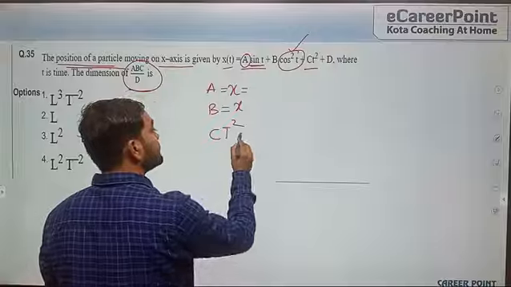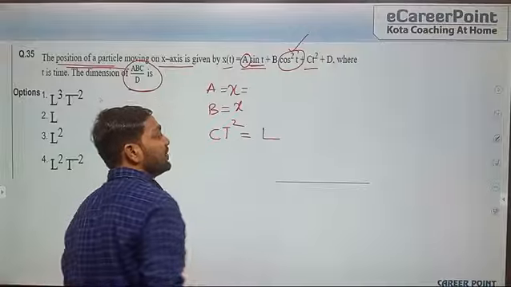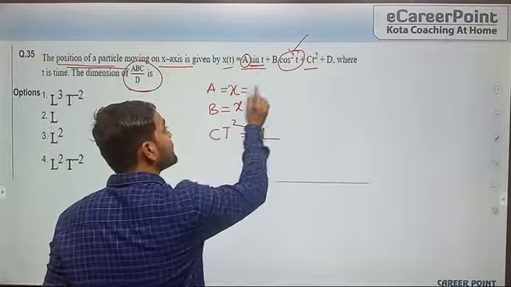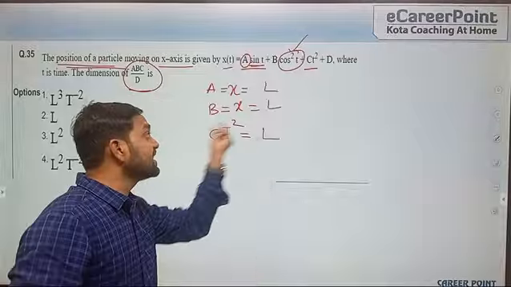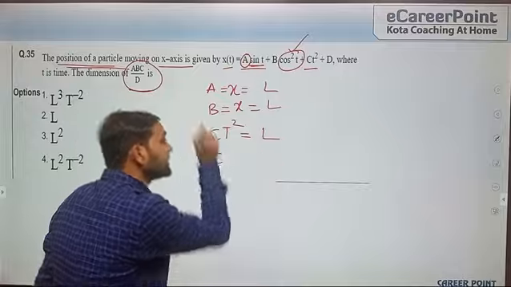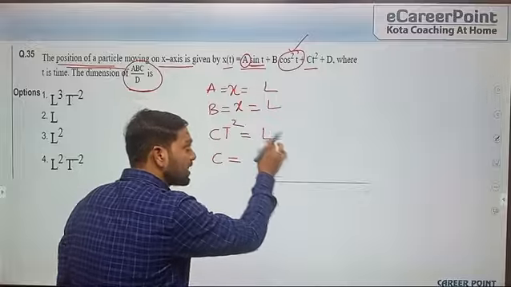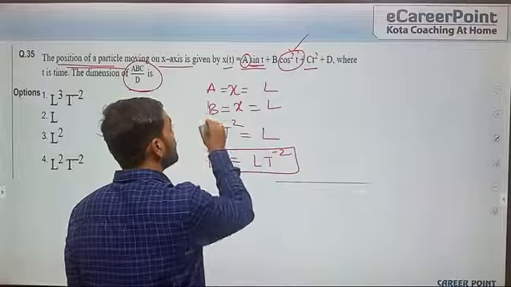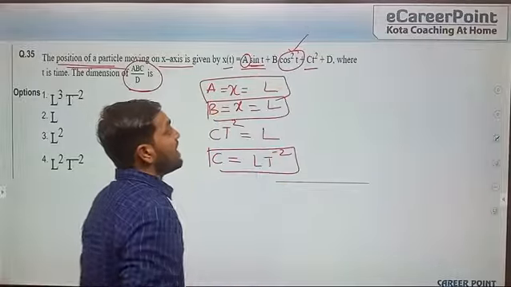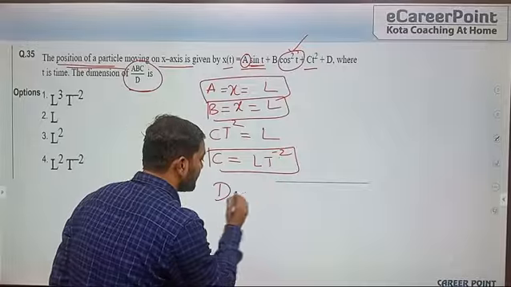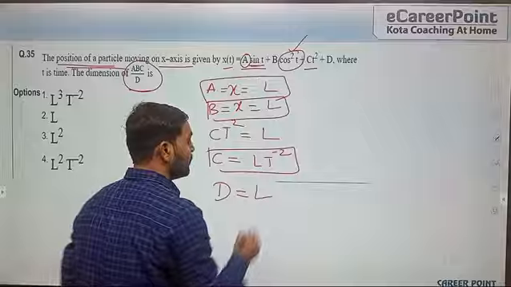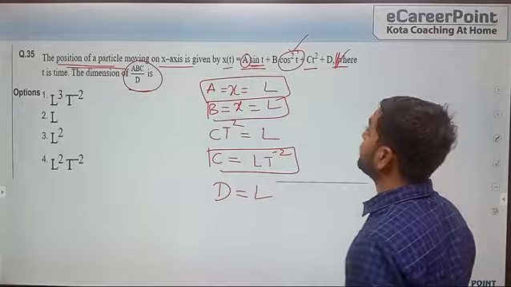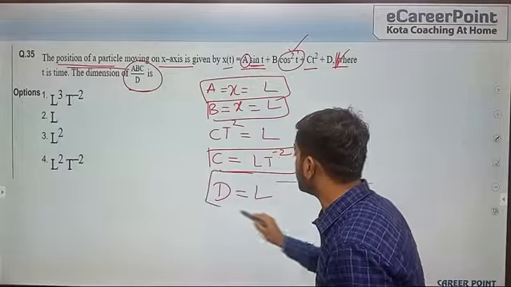So we need to find the C value. C t square is equal to x. We are doing this dimensionally, so this will be equal to L. C t square is equal to L. I want the value of C. Then this t square will come downwards, so for that reason we get t minus 2. So the C value is this, B value is L, A value is L. Next, the D value. What is the value of D? D is also equal to L only. Why? Because we do not have anything else here, so D also has the dimensions of length L.